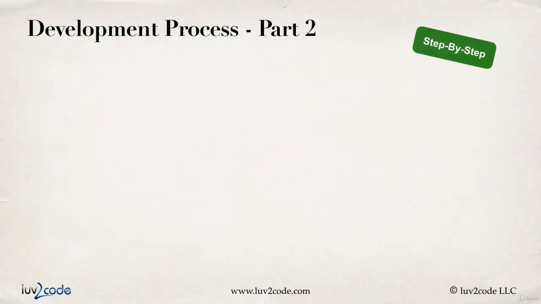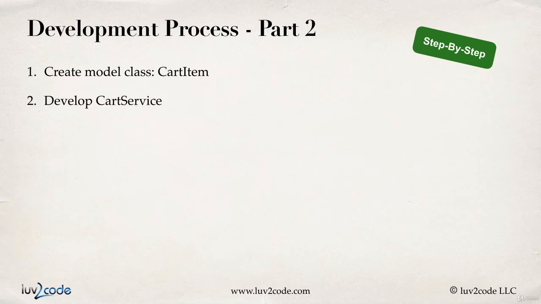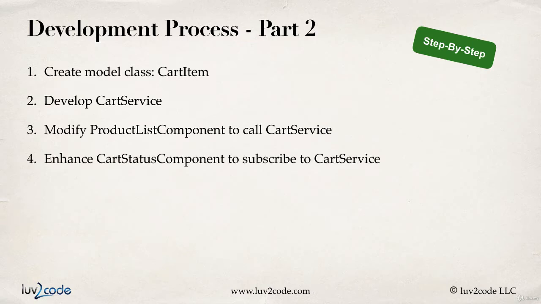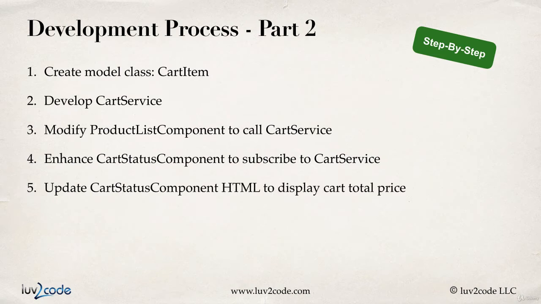Here's our development process. The first thing we'll do is create a model class for cart item. We'll develop a cart service. We'll modify the product list component to call the cart service. We'll also enhance our cart status component to subscribe to the cart service. And then finally, we'll update the cart status component HTML to display the cart total price and quantity.